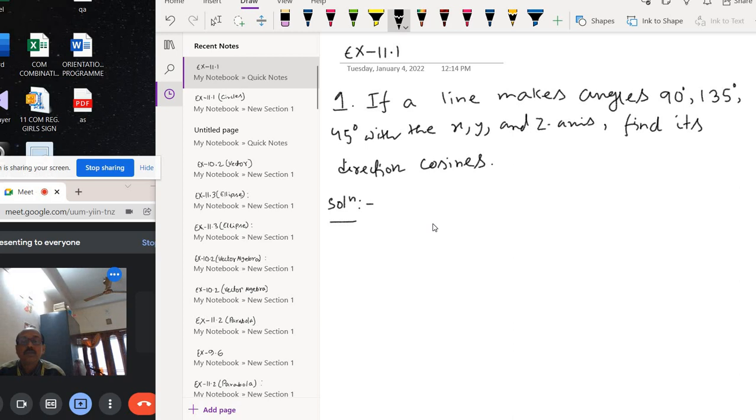Good afternoon. Chapter 11, Three-Dimensional Geometry, that is 3D. Question number 1. If a line makes angles 90 degree, 135 degree, 45 degree with the x, y and z axis respectively, find its direction cosines, that is DC. Direction cosines you have to find.